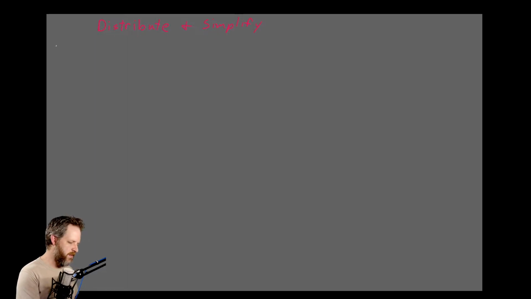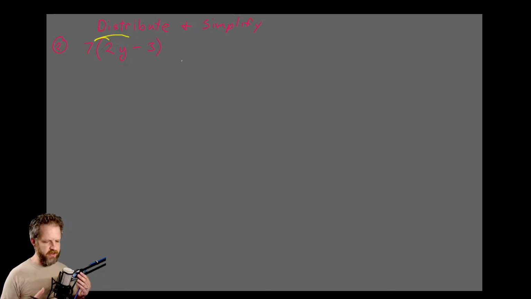Okay, so this is going to be example number 2. And it's going to be 7 times 2y minus 3. Okay, so what we're going to do is we're going to distribute, right? We're going to distribute that 7 on both things, right? 7 times 2y. Now, what do we do with the numbers and what do we do with the letters?